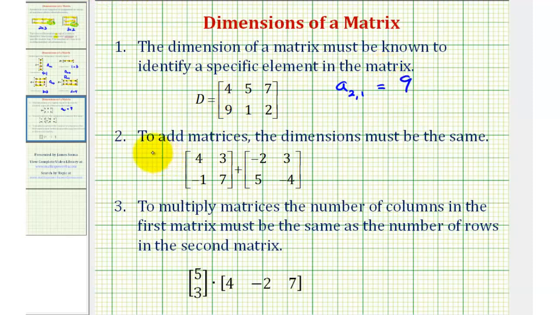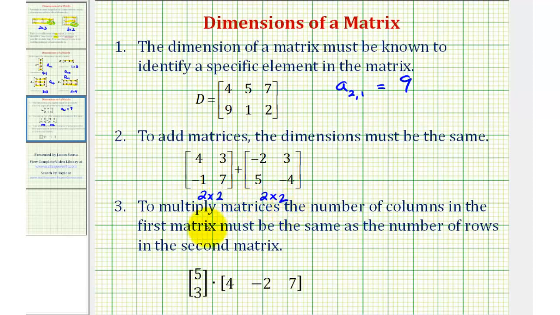Another reason is that to add or subtract matrices, the dimensions must be the same. Notice how this first matrix is a 2 by 2 matrix, and the second matrix is also a 2 by 2 matrix. So because these dimensions are the same, we would be able to add these matrices. If the dimensions aren't the same, we cannot add or subtract the matrices.